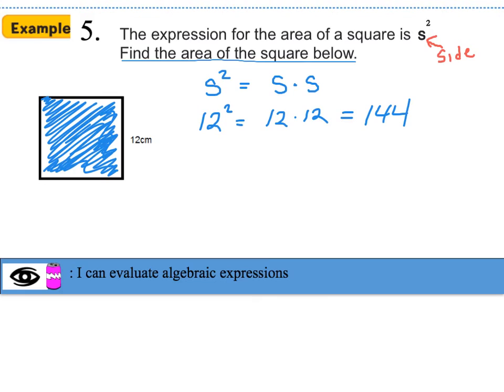Now because this is a problem about area, I have to make sure I put my square units. So this is 144 centimeters to the second power. So that's the area of this square.